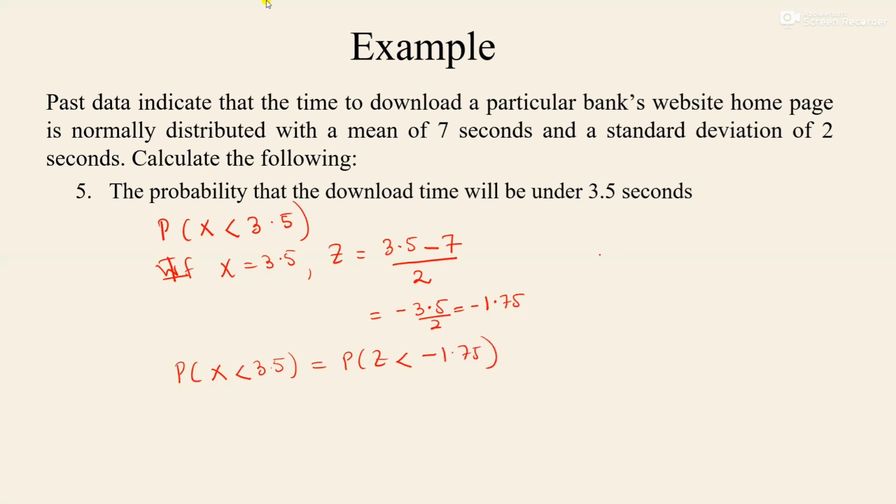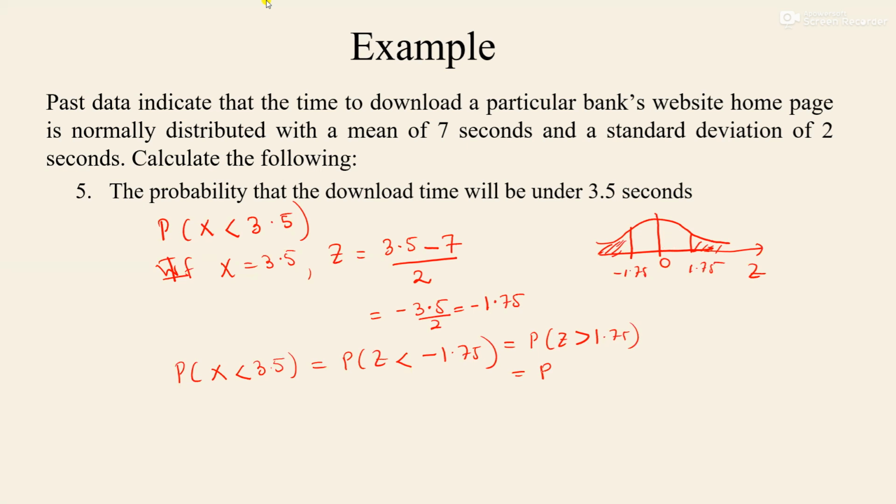If we have a diagram, minus 1.75, it is 0, it is z. This area we have, right? So by symmetry, this is the same as probability of z greater than 1.75. Now only from the table, this area we can get.